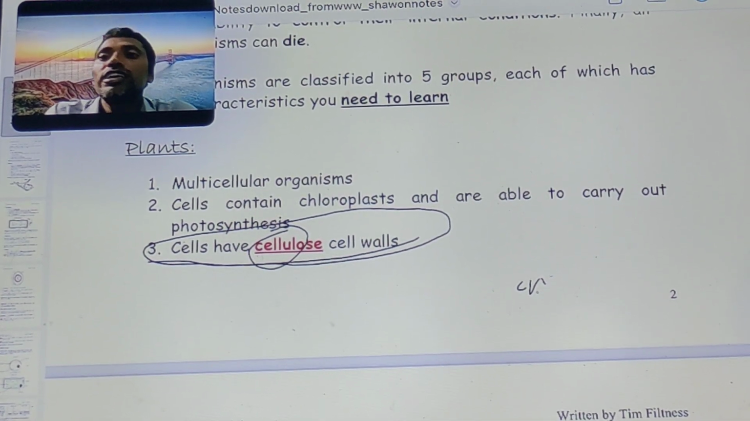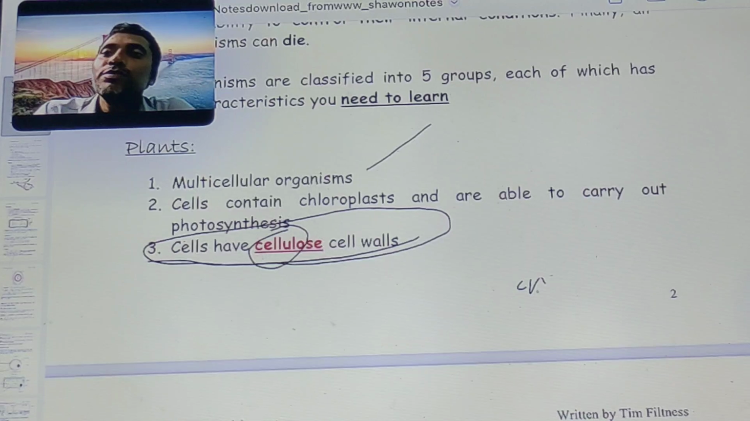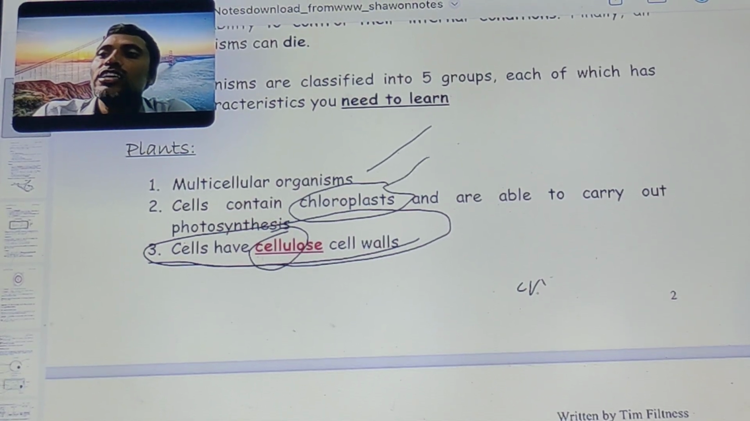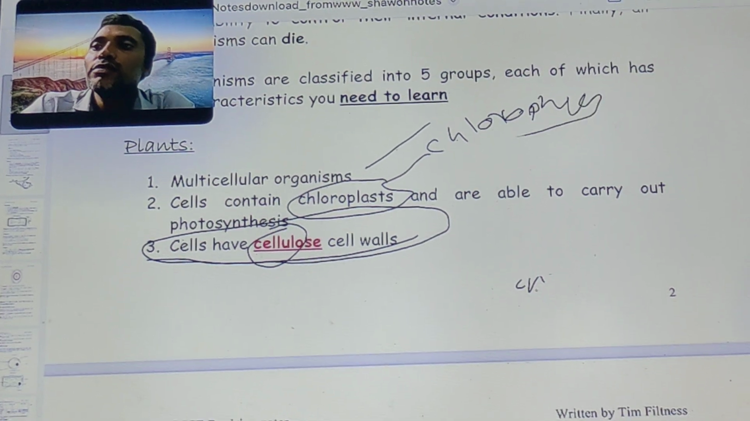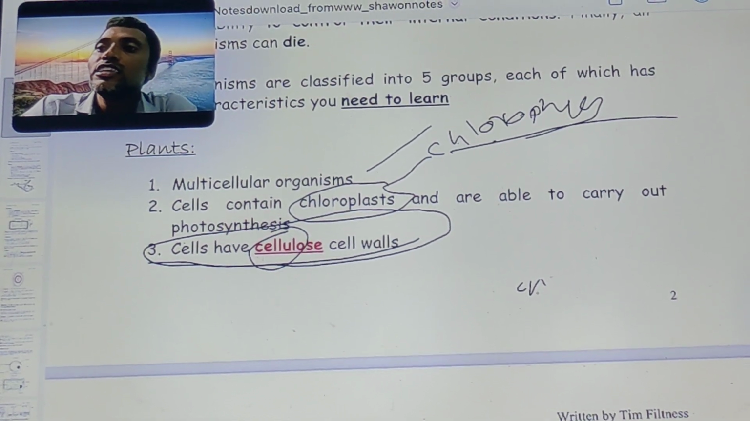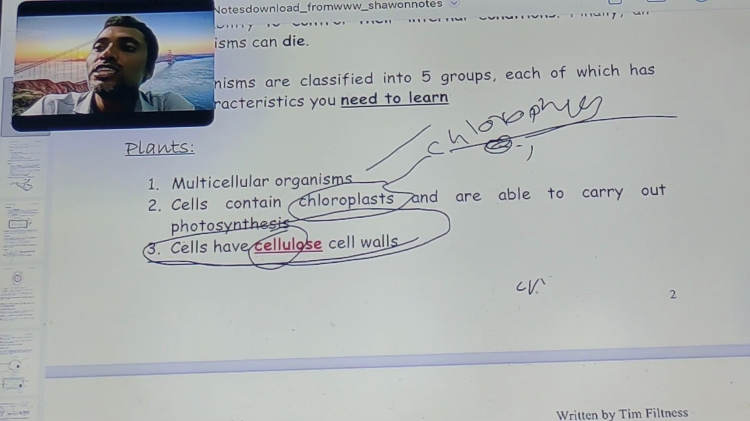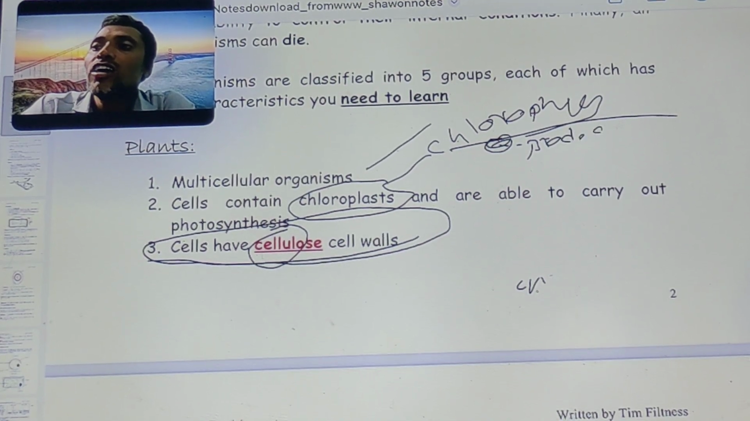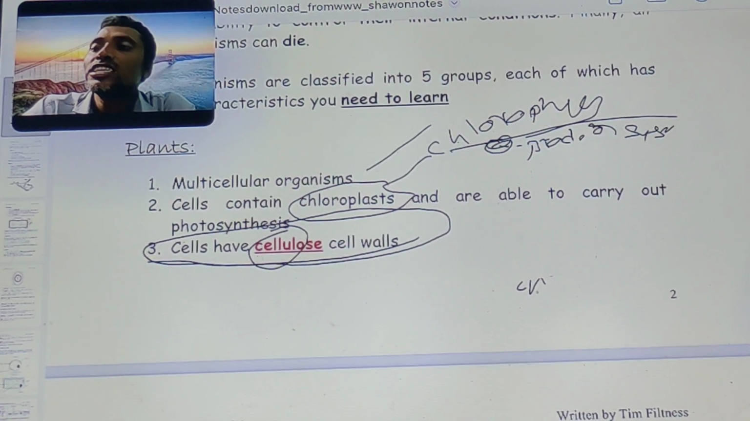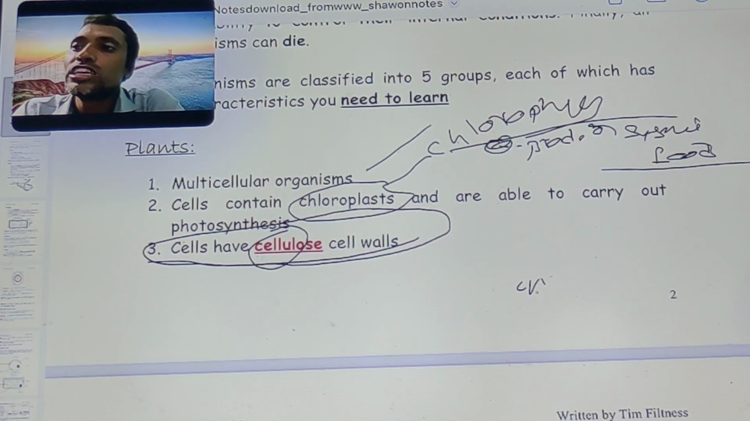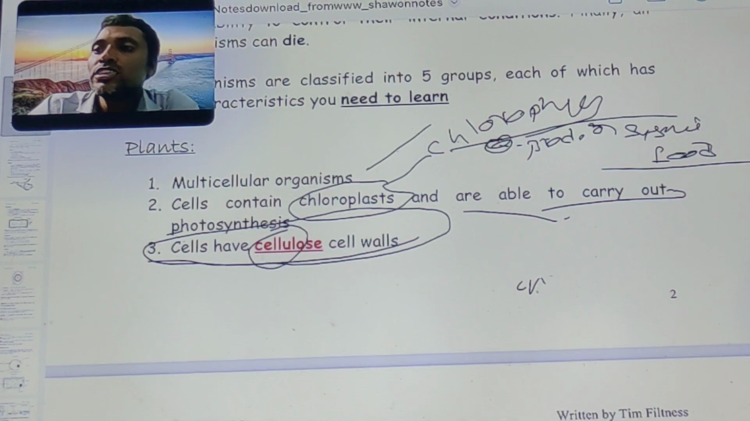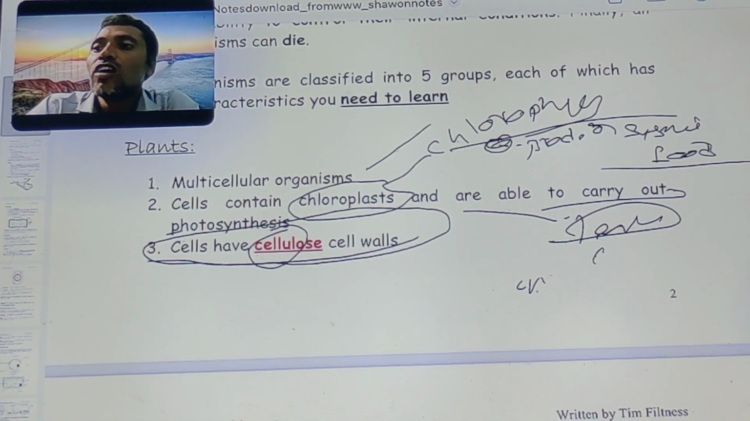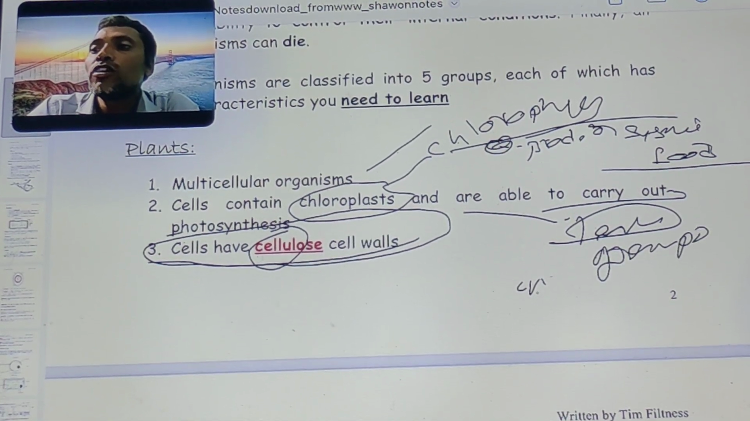First point: multicellular organism. The cell contains chloroplasts, and inside the chloroplast, chlorophyll is present. What is the function of the chloroplast? Producing, or synthesizing, food. They are able to carry out photosynthesis. Where does it occur in the plant? In the leaf, or the green part of the plant.